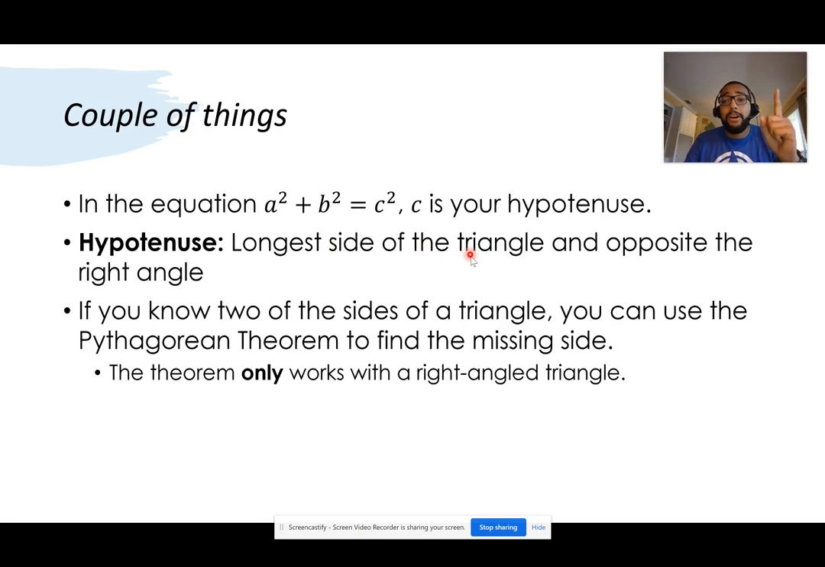Again, it is the longest side and it's opposite the right angle. So if we know two of these sides, either one of the legs or the hypotenuse, we can find the other side. Now, the thing is, this only works with right angled triangles. So if your triangle does not have a right angle, you cannot use this theorem.